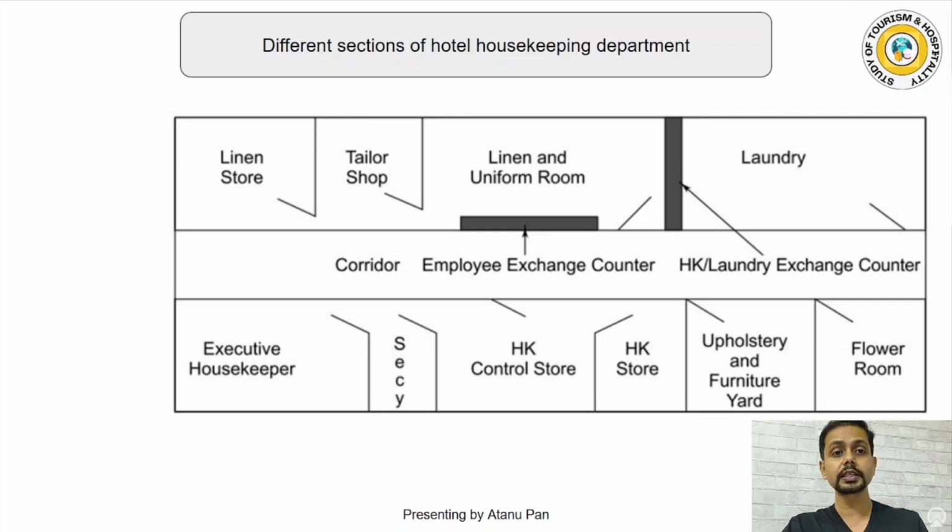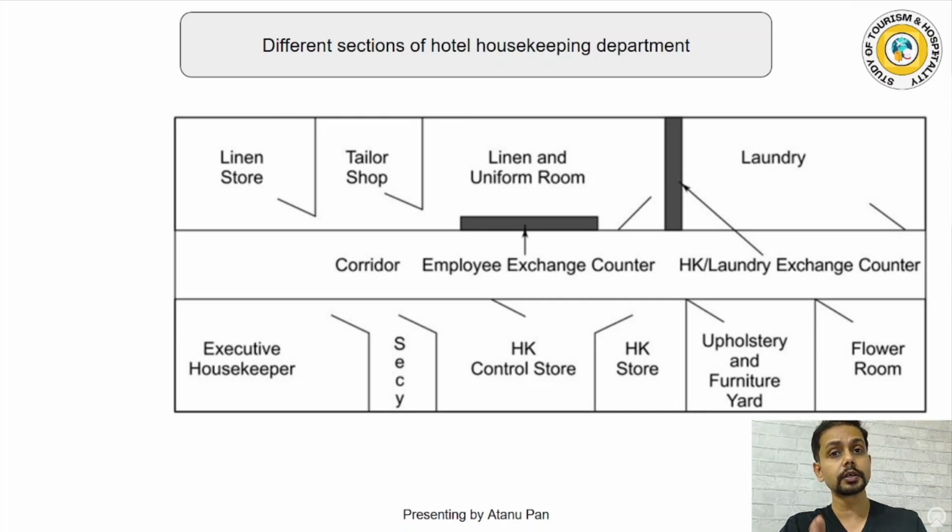Next, we have the upholstery and furniture yard. Who is an upholsterer? Upholsterer is a person who is basically stitching or taking care of the soft furnishings, for example the sofa cover or the cushion cover. All these things are done by the upholsterer. So a furniture yard is there where the upholsterer basically works and does the repairing work or the stitching work.